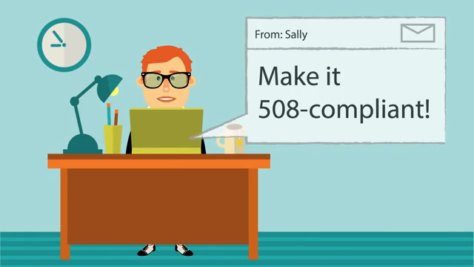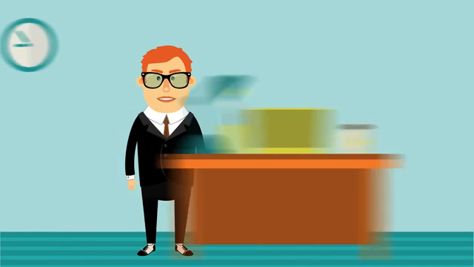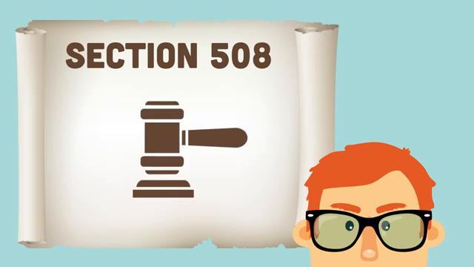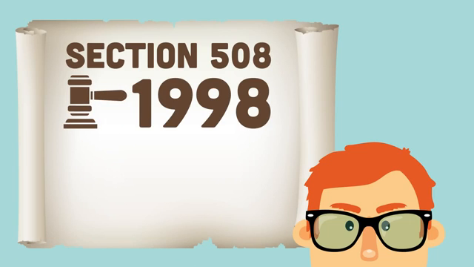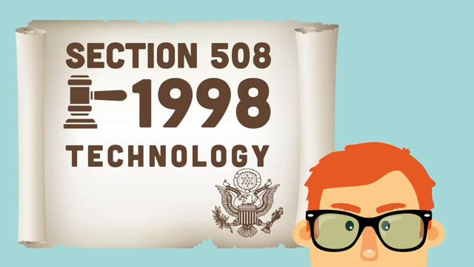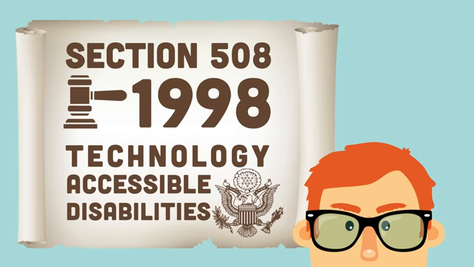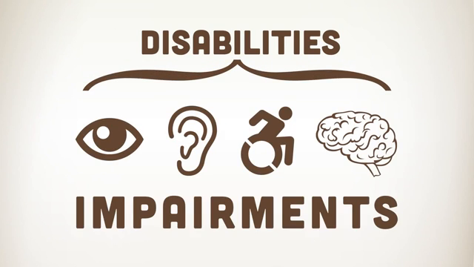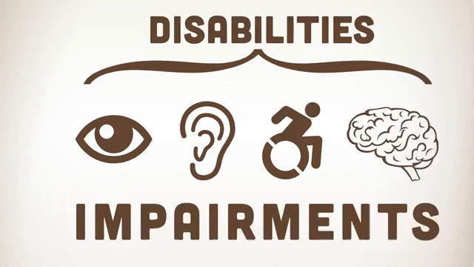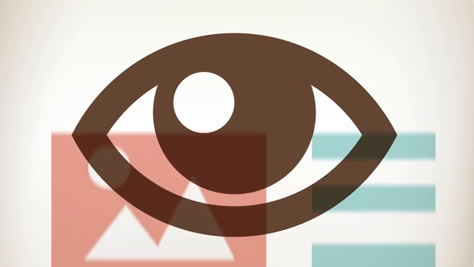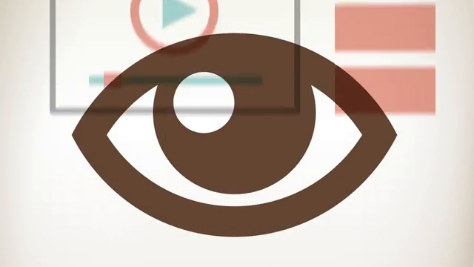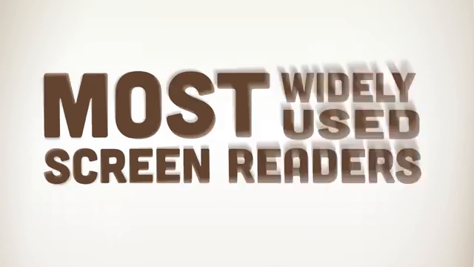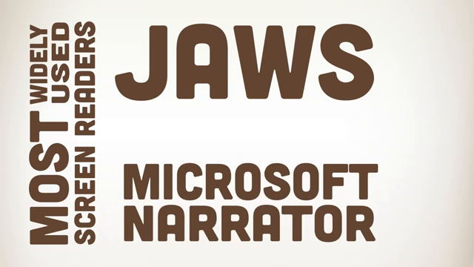You've just been told your course needs to be 508 compliant. What does that mean? Section 508 is a law enacted in 1998 that requires all technology developed for the federal government to be accessible to those with disabilities. Those with disabilities include individuals with visual, auditory, motor, and cognitive impairments. These individuals often use assistive technology, such as screen readers, which interpret what is shown on the screen. The most widely used screen readers include JAWS and Microsoft Narrator.